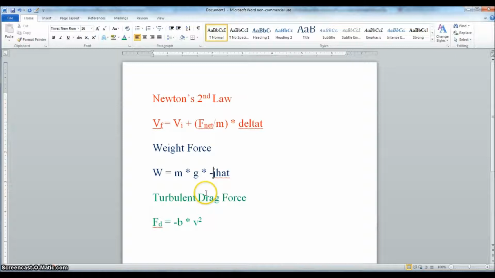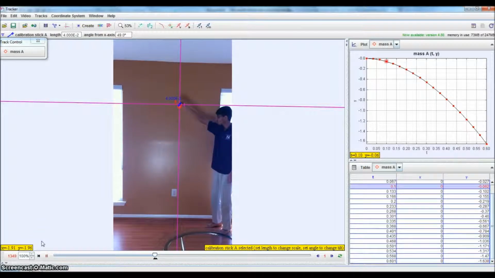Also used was the equation for turbulent drag force, which states that the drag force is equal to negative b multiplied by the velocity squared. Here is the analyzed video, shown in Tracker.